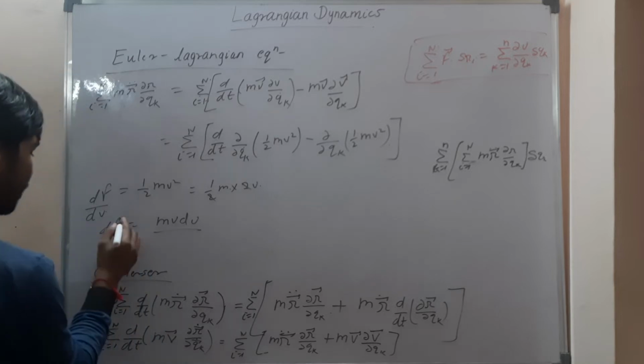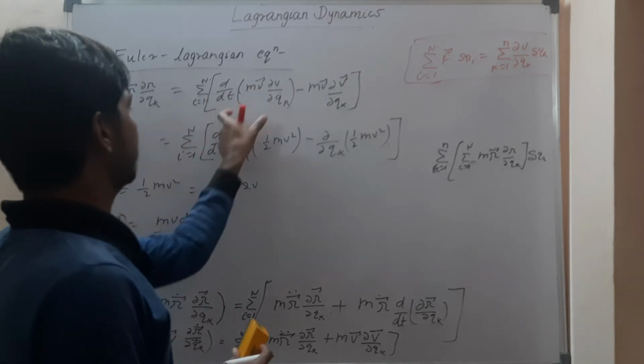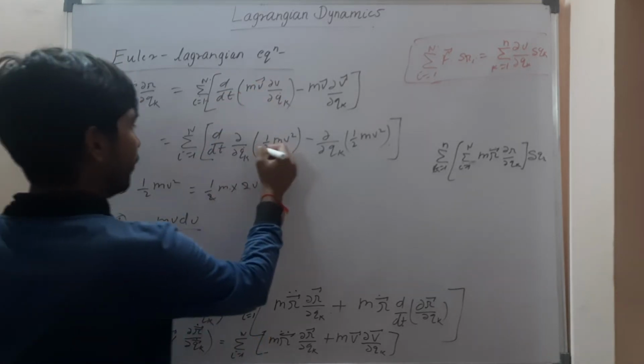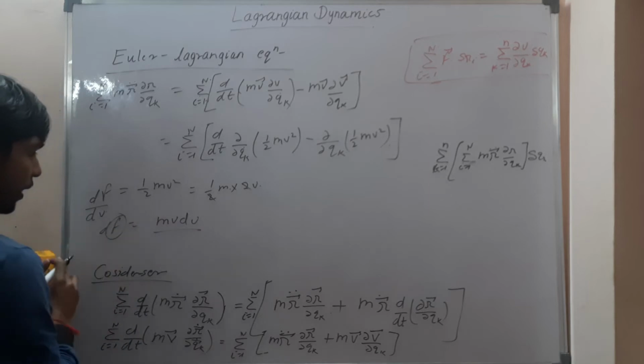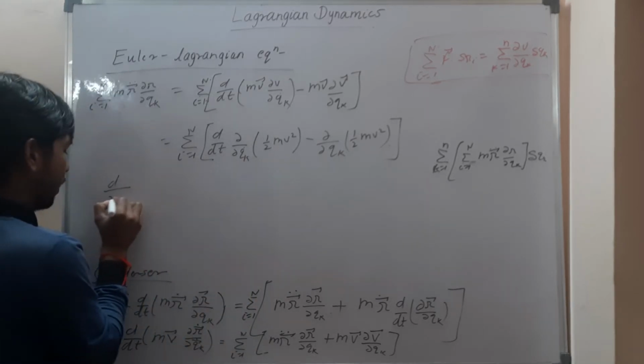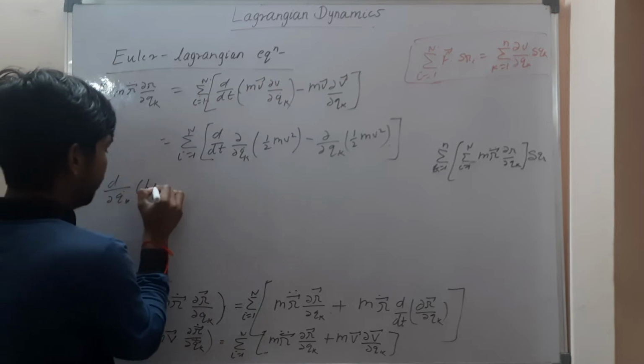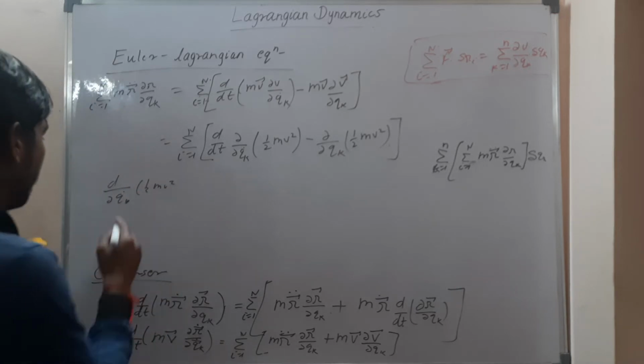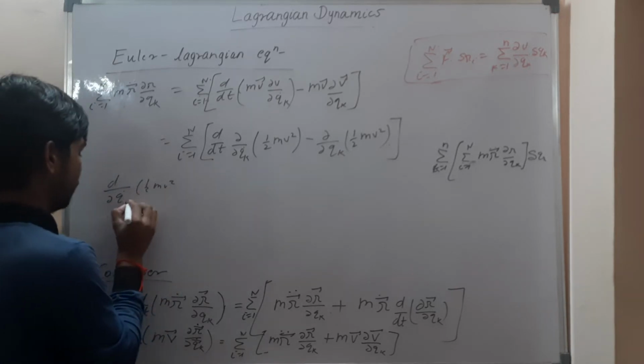So here, what is the f function? The f function is this one: half mv square. Again I will write it. This is the function like that: qk, half mv square.